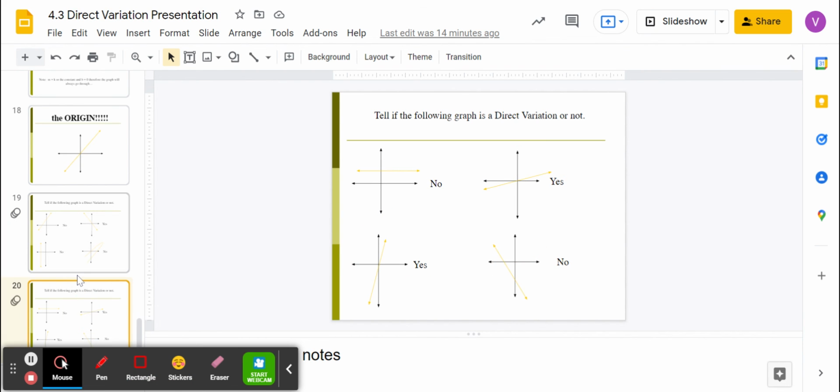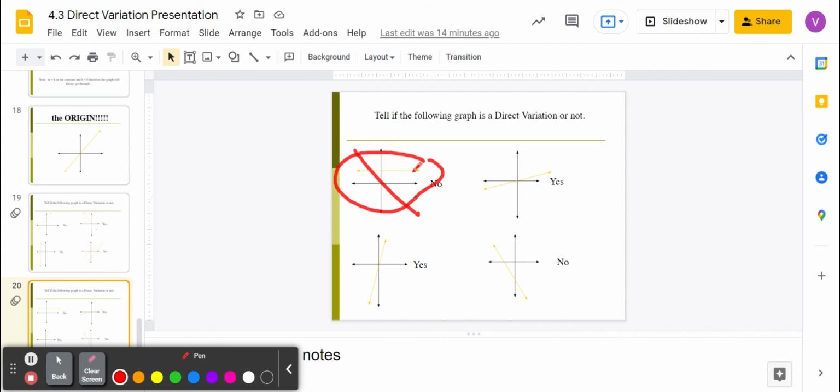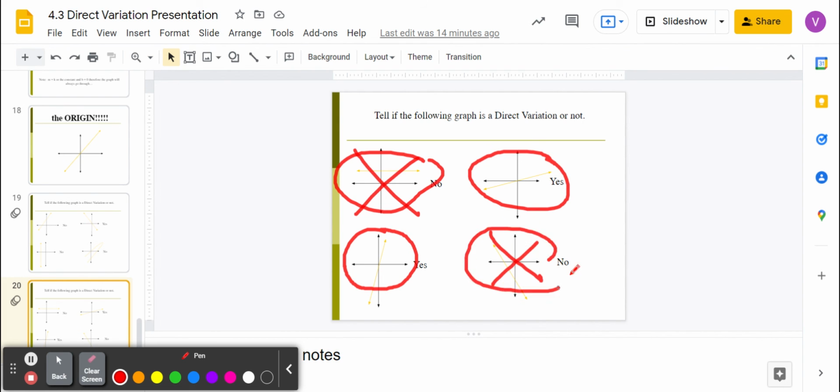If you look at the last example, this graph does not go through the origin, so we're going to say no. This graph does, and so does this graph. This one, again, does not go through the origin. So these two are examples of direct variation. That's pretty much it, guys.